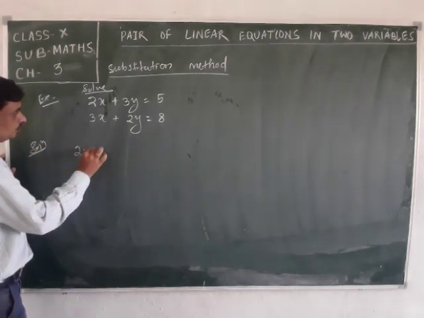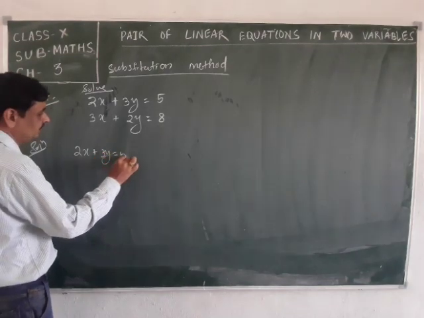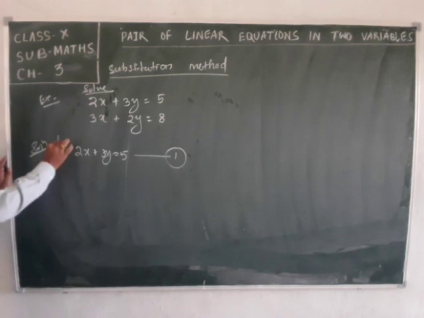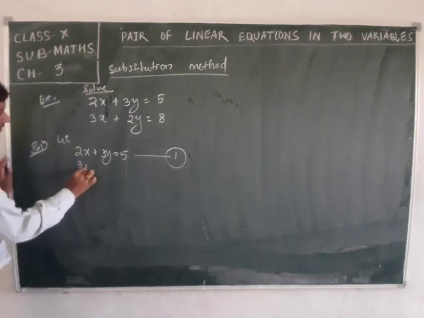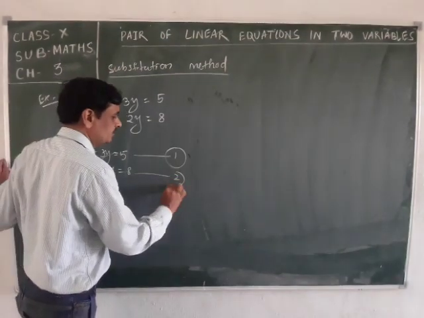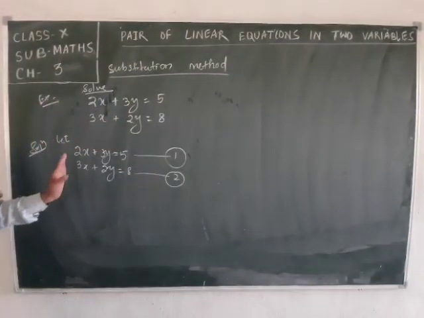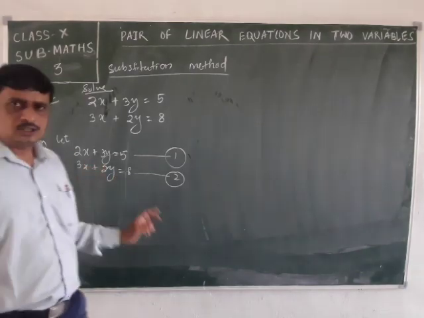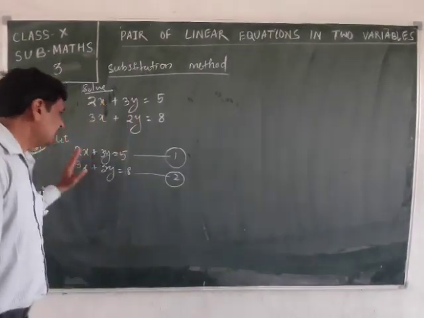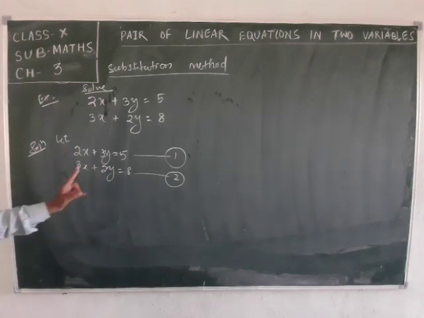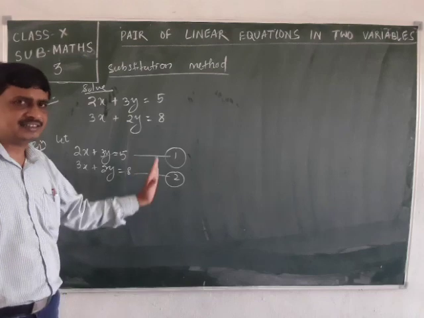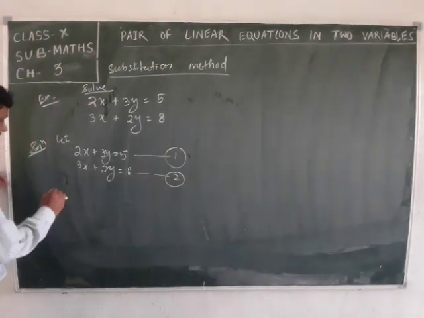let 2x plus 3y is equal to 5. That is considered as equation 1. And 3x plus 2y is equal to 8, which is considered as equation 2. Two equations are given. First we have to take any one equation from which we will obtain the value of a variable in terms of another variable.